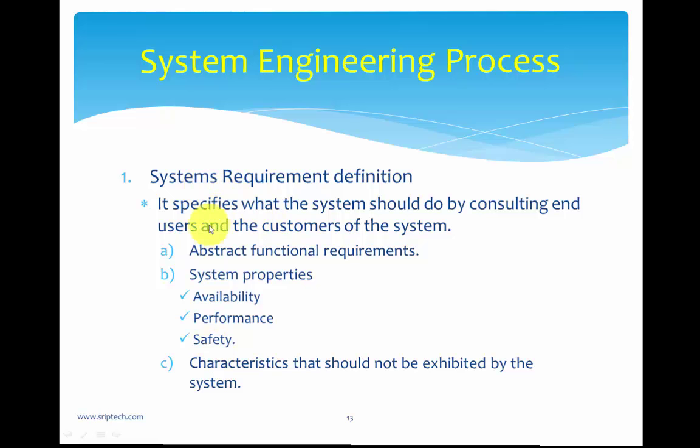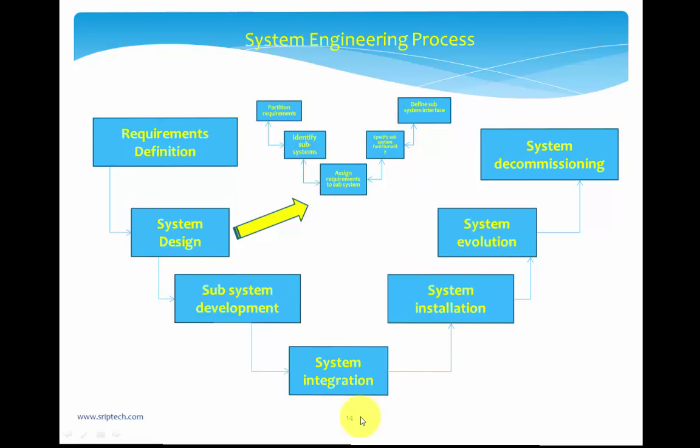Now apart from these characteristics, there are certain characteristics which also have to be mentioned in the system requirement document, and that would be characteristics that should not be exhibited by the system. We call these the requirements which are outside the scope of the project. It is very important to write down the list of characteristics which are not part of the system and the characteristics which are part of the system, and all these are documented in the system requirements definition.